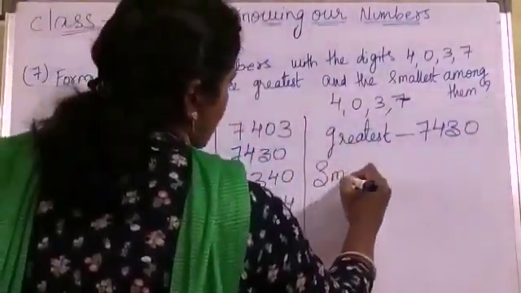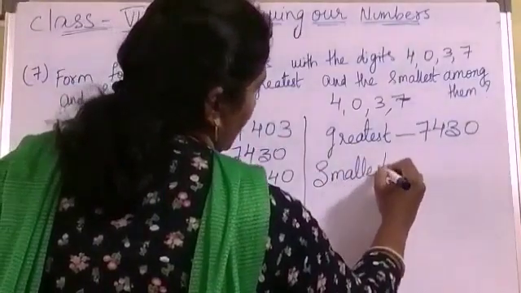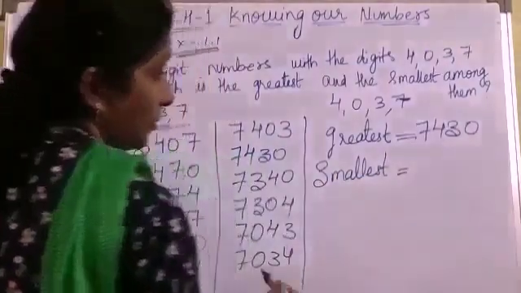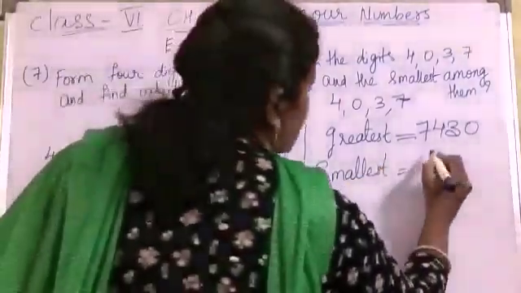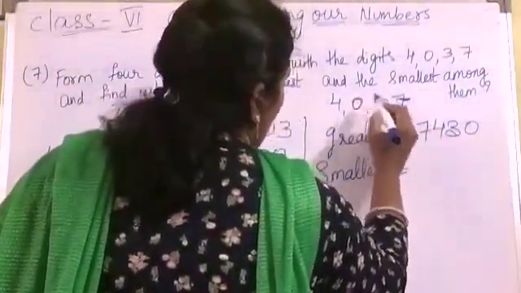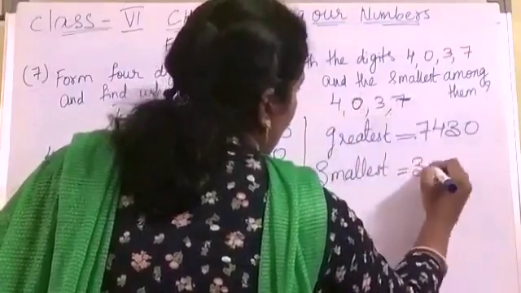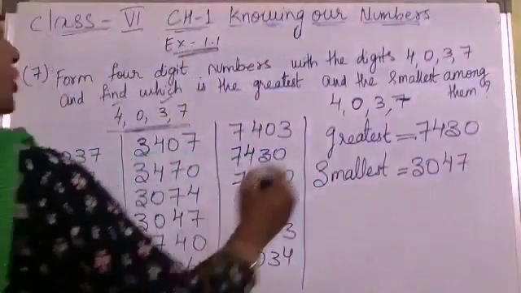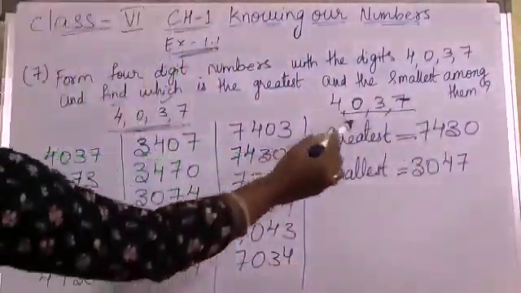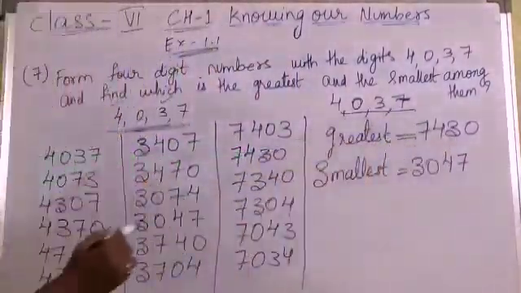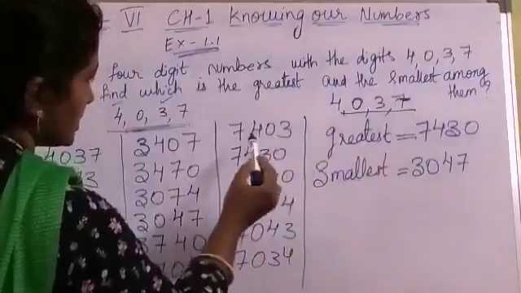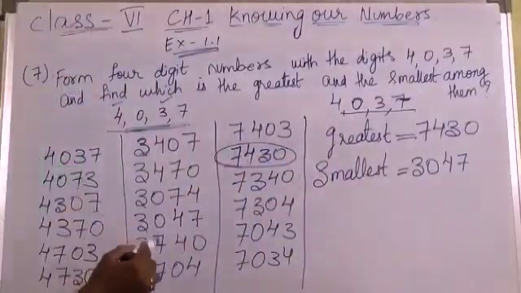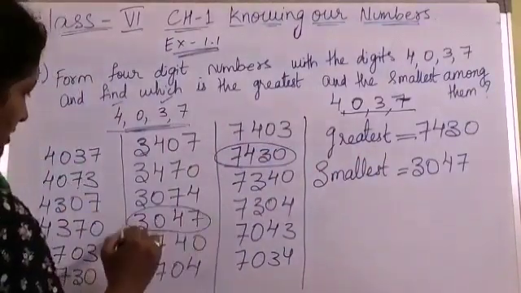And which is the smallest number? 0 I should not write first, because if I write 0 first, it will become a 3-digit number. So first, next after 0, which is smaller? 3. 3047. This is the smallest number formed using these 4 digits. We can find that 7430 here, children. 7 in the thousands place. Which one? 7430. This is the greatest number. And 3047. This is the smallest number.